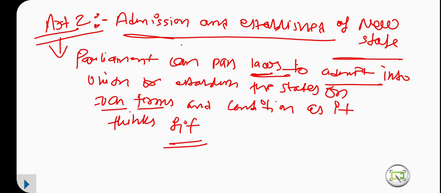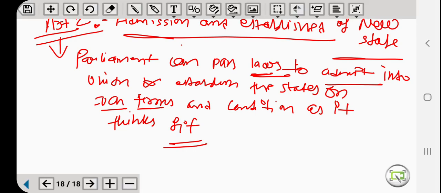It means according to Article 2, if a territory has to merge with India, or if some piece of land has to be added to our country, then who is all in all? The Parliament. Parliament has power to admit the new state or the new land into our country on such terms and conditions as it thinks fit. Parliament is all in all when there is a matter of admission of new land into Indian territory.